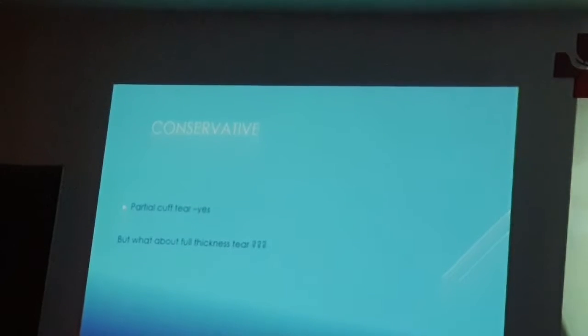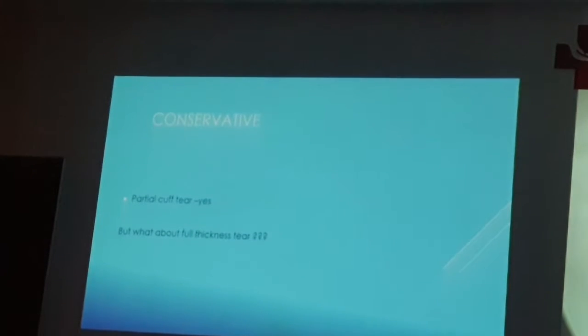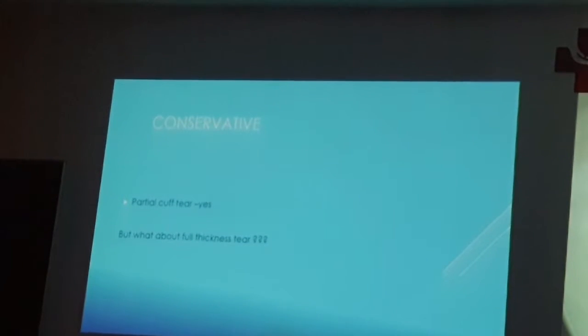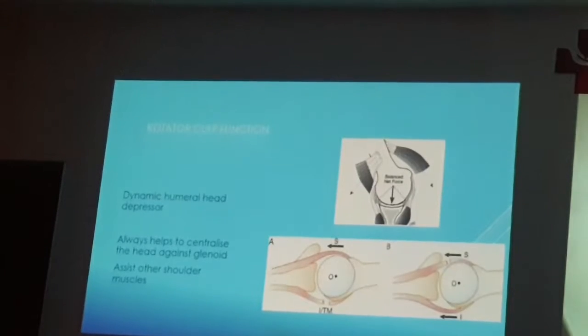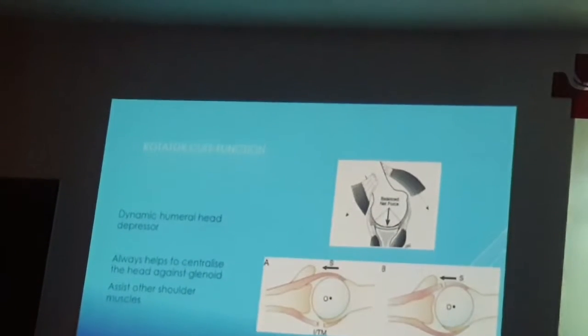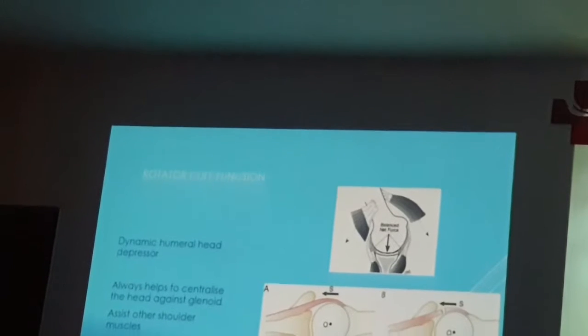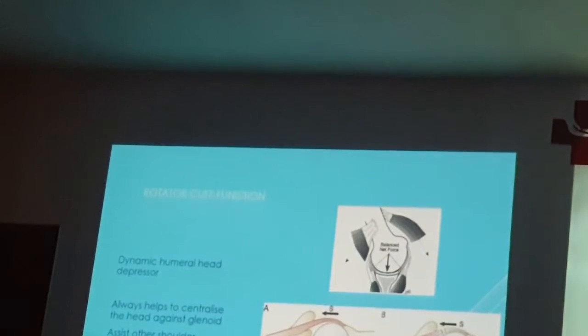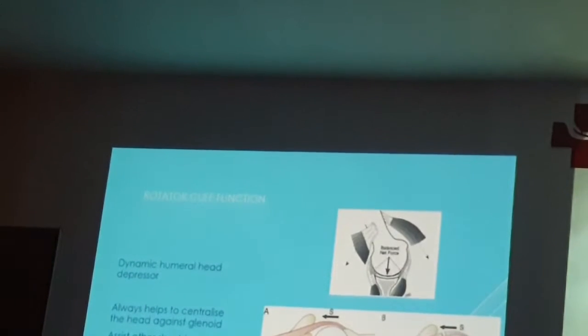The first part of treatment is the conservative treatment. Conservative treatment is recommended for partial cuff tears, but what about full thickness cuff tears? To understand that, we need to identify a very basic function of rotator cuff. See, rotator cuff is a dynamic humeral depressor. The main function of rotator cuff is not abduction, but it is a humeral depressor, and the function of cuff is to balance the humeral head against the glenoid.